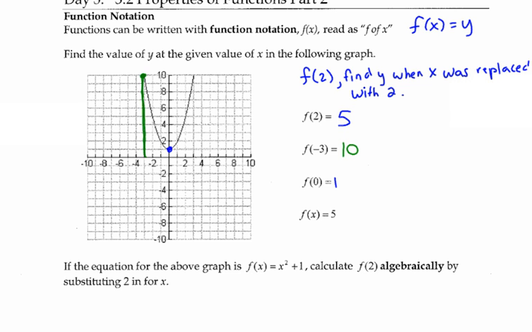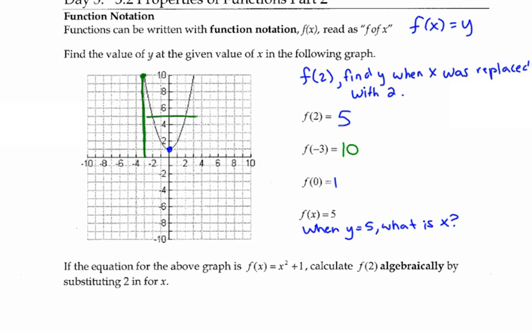Okay, now what does this mean? f of x equals 5. Now what do they give us? y. f of x is y. So they give us the output, and we're trying to find the input. So it's when y equals 5, what is x? Now they give us the output. They say the output equals 5.